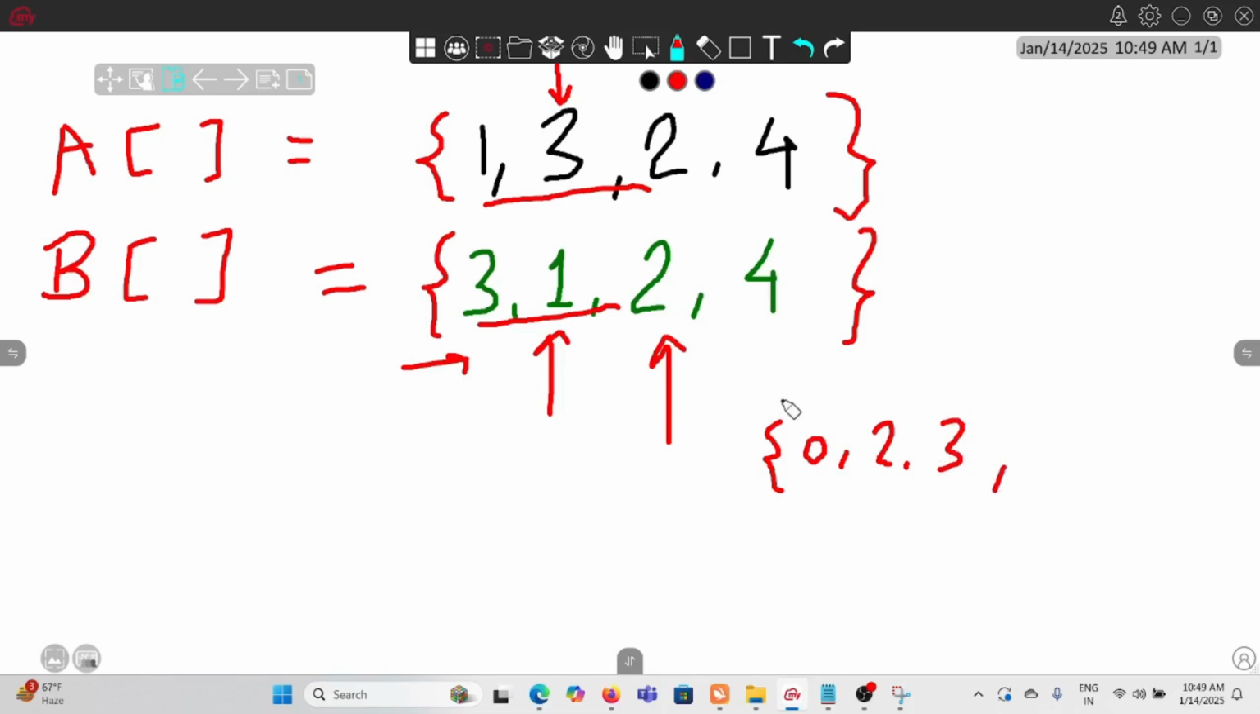Now we'll come to the very last one. This is 4 and here also 4. So if we look, all of them have appeared. So here it would be 4. So this is what we have to do. This would be our common prefix array answer.